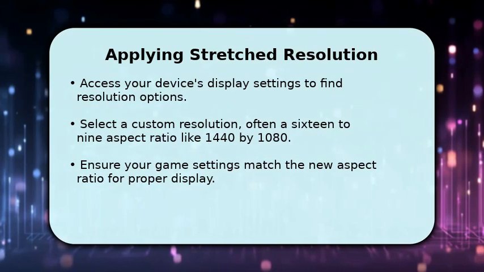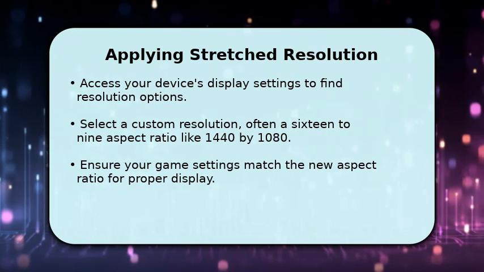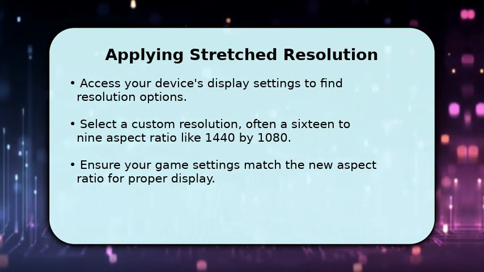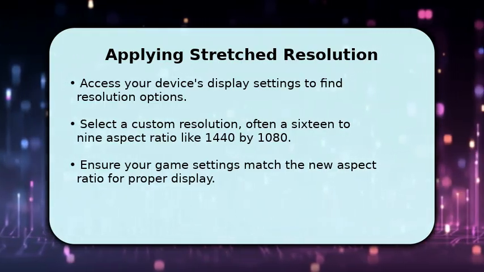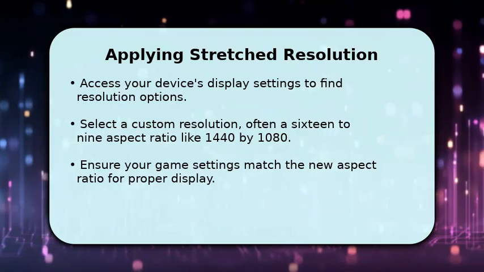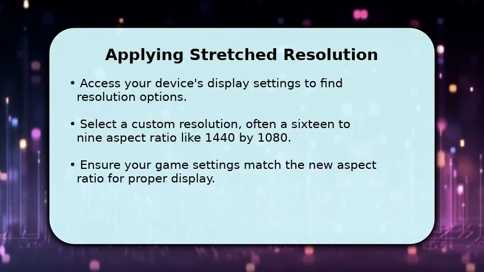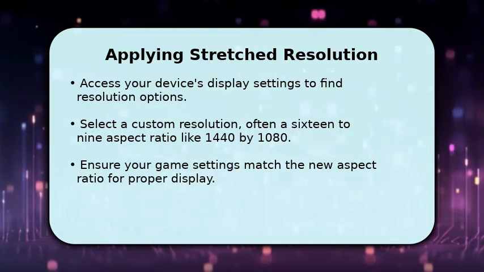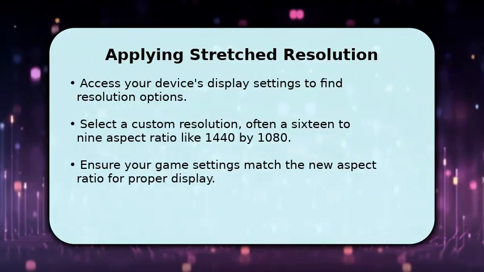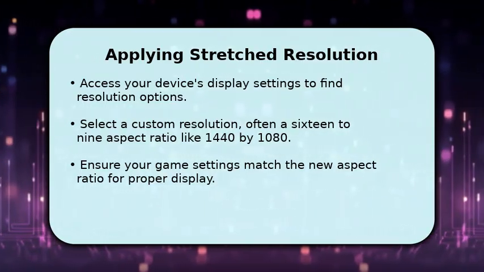To apply stretched resolution, you'll typically start by accessing your device's display settings. Look for options that allow you to customize or create a new resolution. A common choice is a 16:9 aspect ratio, such as 1440 by 1080, which provides a good balance. After setting this, it's crucial to ensure your in-game PUBG Mobile settings are also adjusted to match the new aspect ratio for the best visual outcome.